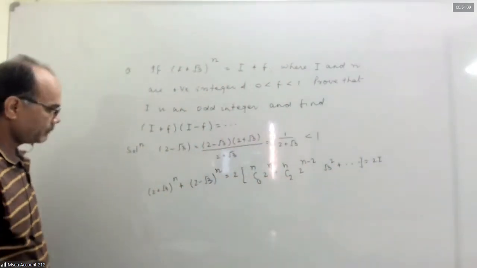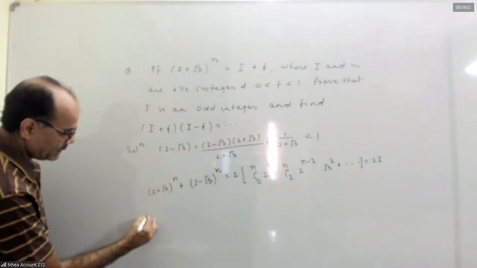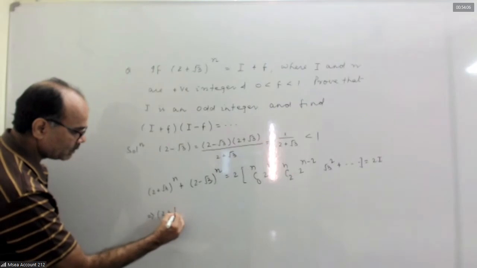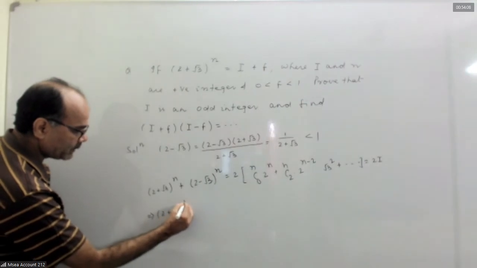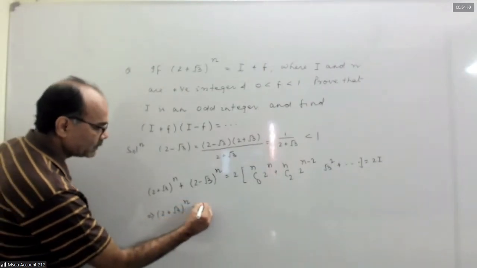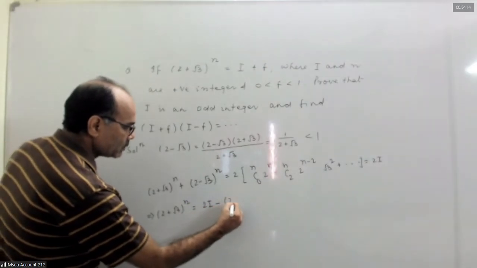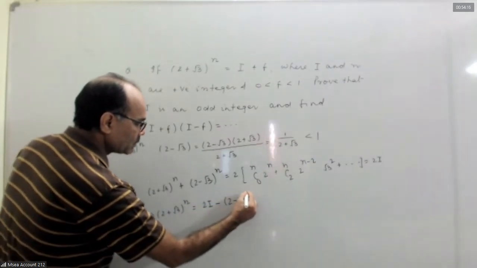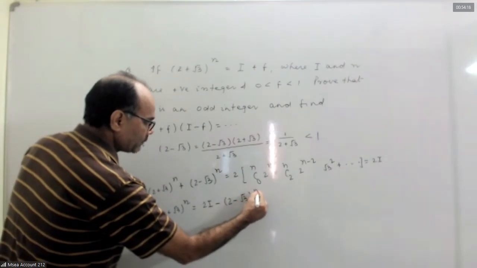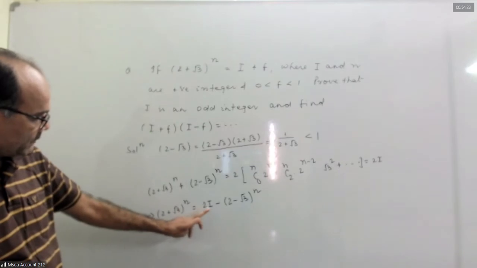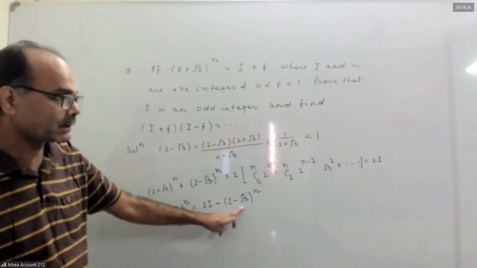2 is here. Now we can write it as 2 plus root 3 to the power n equals 2I minus (2 minus root 3) to the power n. Now, we have written the given number as some integer minus some fraction.